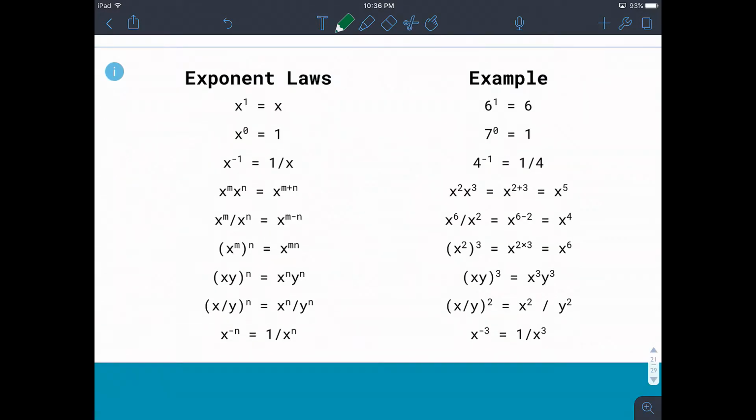And here are some exponent laws that you should know by now. This was covered in grade 9. And here are the various laws, and you should take time, maybe pause the video, to practice and refamiliarize yourself with these exponent laws and the examples that they create.